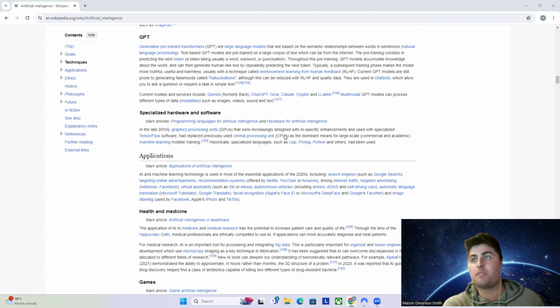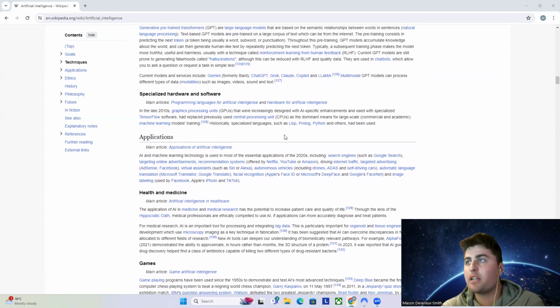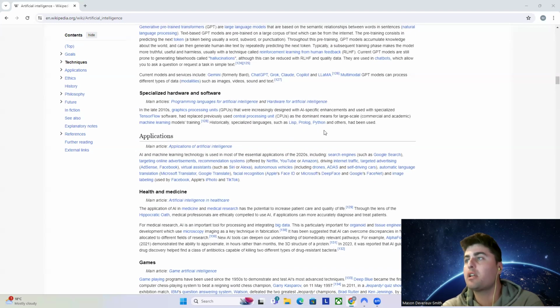And then we've also got specialized hardware and software. In the late 2010s, graphics processing units, or GPUs, that were increasingly designed with specific AI enhancements and used specialized TensorFlow software, had previously used central processing units as the dominant means for large-scale commercial and academic machine learning models for training. Historically, specialized languages such as Lisp, Prolog, Python, and others have been used.